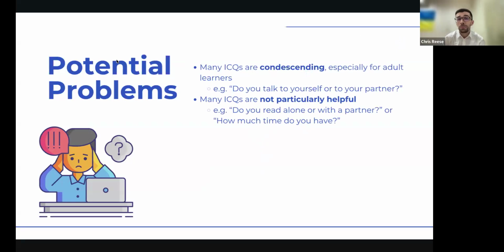Others also may not be particularly helpful. Do you read alone or with a partner? Well, I've only got one set of eyes. I can't borrow my partner's.